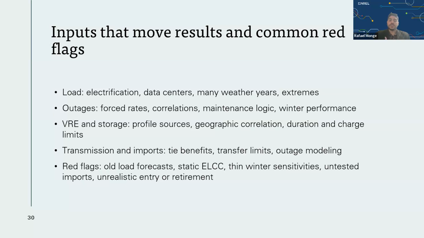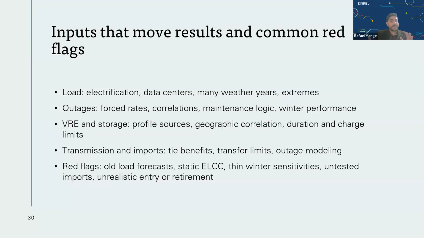Also, variable renewables and storage depend on credible profiles and operational limits. Check profile resources and geographic correlation. And for storage, duration, round trip efficiency, and state of charge limits are decisive. Also, in the case of hybrid systems, they need clear operating rules because those rules affect accreditation and operations.